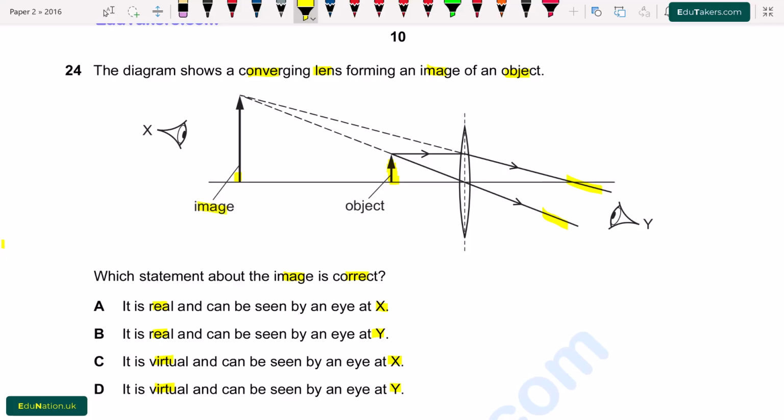Here the image is formed at the eye. It means that when we have to see the image, we have to see from the eye Y. Now we see the options. From here, option D is correct, which shows that the image is virtual and it can be seen by an eye at Y.